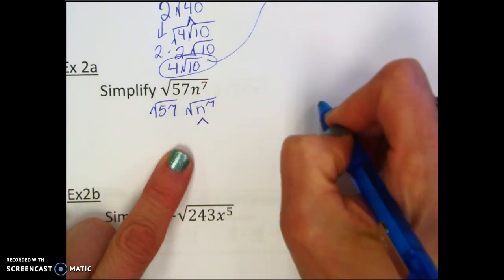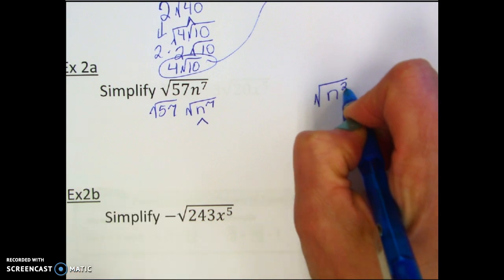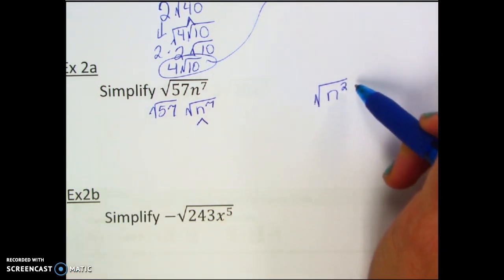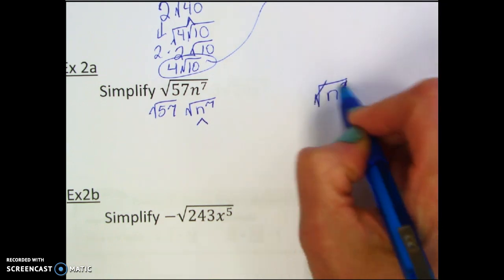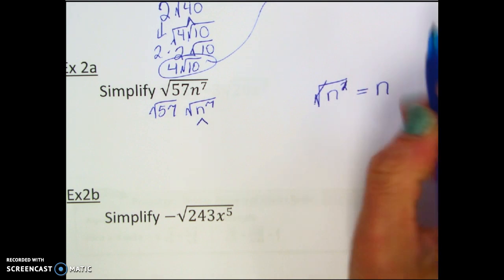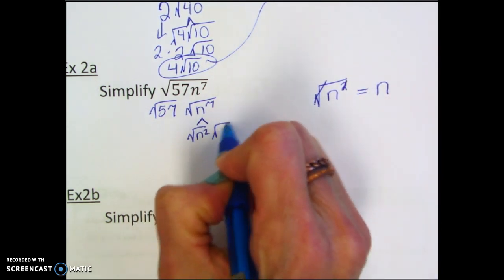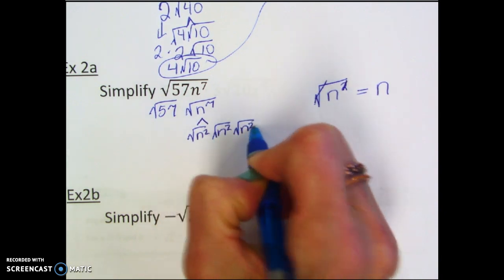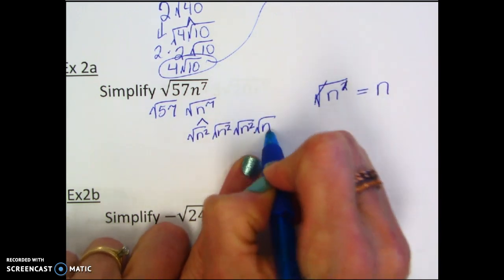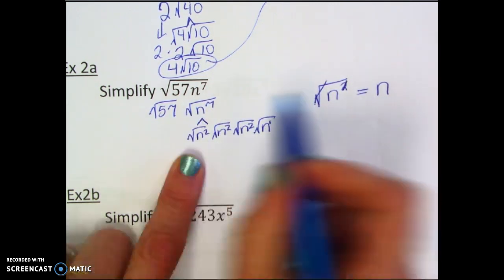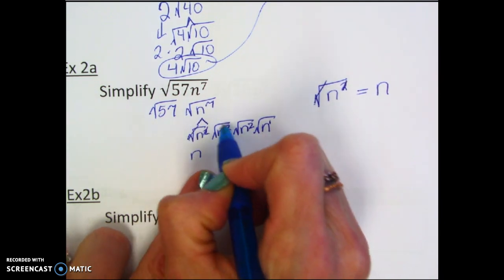Well, if you think about the square root of n squared, does anybody know what that simplifies to? Remember, a square and a square root undo each other, so the square root of n squared simplifies to just plain old n. So we want to break this down into as many n squareds as we can. Well, n squared, n squared, n squared makes n to the 6th. We still have another n there to make n to the 7th. These n squareds that are square rooted will simplify to plain n's.